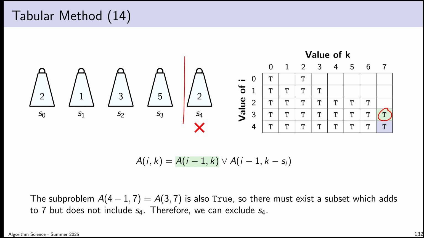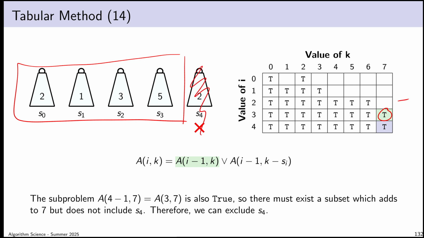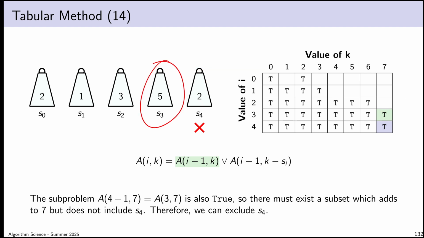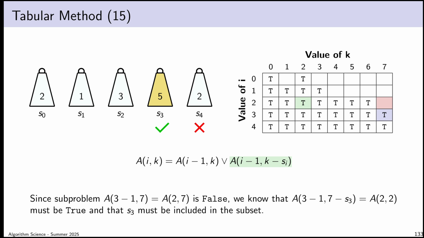So it is possible to make a subset that adds to 7 out of S0 through S3. However, A27 is false, which means unless S3 is present, I can't get a subset of size 7, which of course implies that S3 needs to be included in my subset. Okay, so S3 therefore is in. Since S3 is in, it has total weight 5. The problem I'm now trying to solve is, can I create a subset with total sum 2 out of the remaining things? So I go back to A2, comma 2, which is this position here.